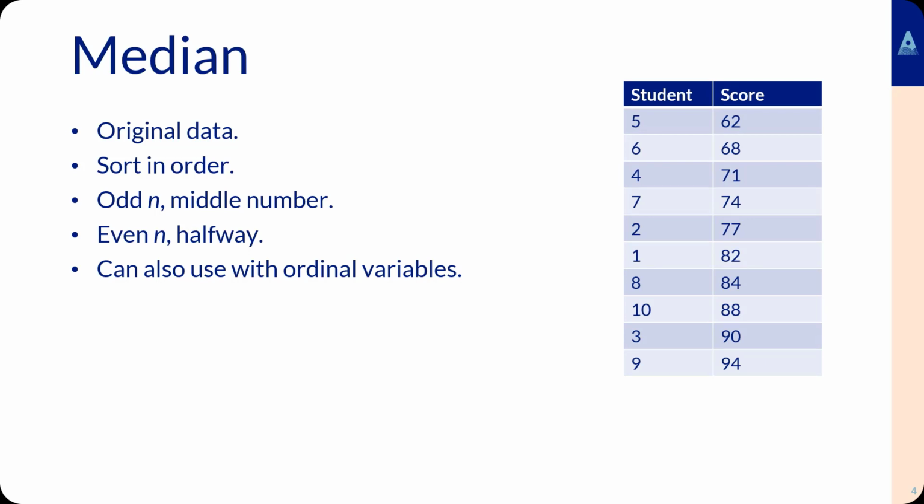And that gives you these values. You can see that the bottom score is 62 and the top score is 94. Now there are 10 items. So we count down 5 items: 62, 68, 71, 74, 77. So the fifth item is a score of 77 and the sixth item is a score of 82. Because there are 10 students, that means there's an even number, so we have to take a median which is halfway between the fifth and the sixth. So we take a median score which is halfway between 77 and 82, which is 79.5.